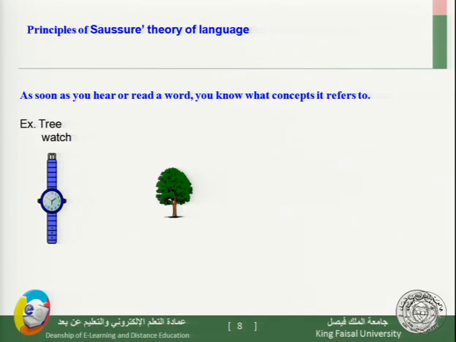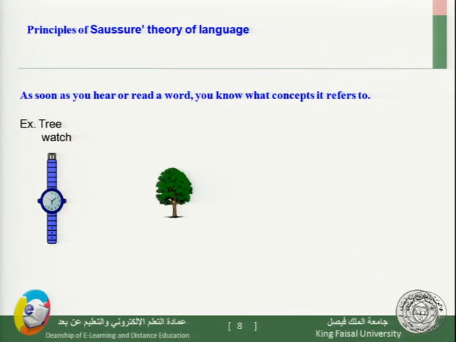Now, according to de Saussure, as soon as you hear or read a word, you know what concept it refers to. For example, if I say a word like tree or watch, the moment you hear this word, a concept is created in your mind telling you that this term, tree, corresponds to this concept. So once you have heard or read this word, your mind creates an image which helps you know what the sounds of tree mean, what the word clock or watch means.